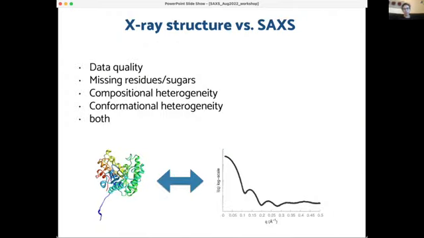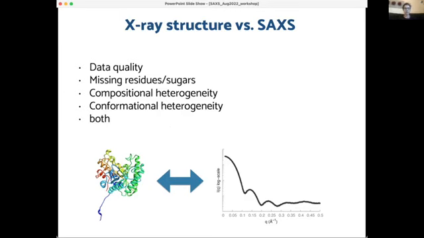And there are several reasons why your calculated profile doesn't fit the data. So first of all, data quality. I'm not talking about it. I think it was yesterday in the workshop, but you have to make sure that your data is great. The next reason is missing residues, sugars, or other atoms. And we are going to talk about it. It's important. The other two are heterogeneity, compositional and conformational, or it can be both. And so I'm going to talk about all those soon.